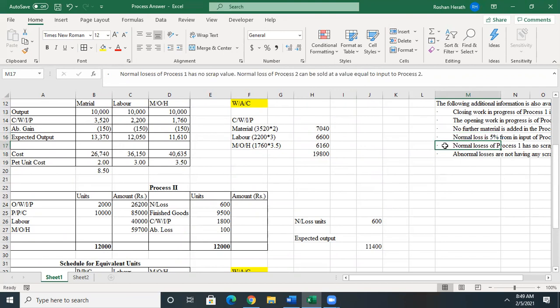This one has no scrap value. The normal loss of process 2 can be sold at a value equal to the input to process 2.